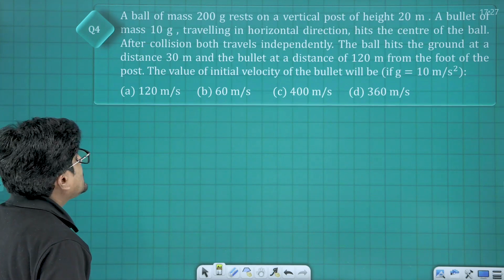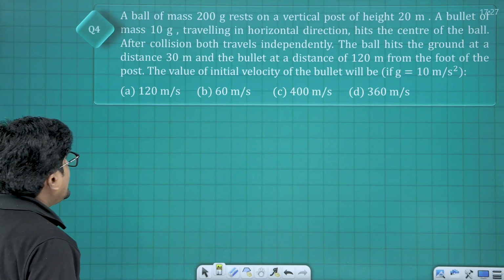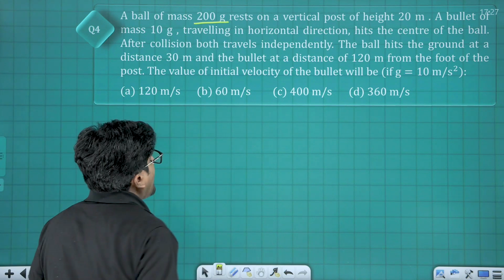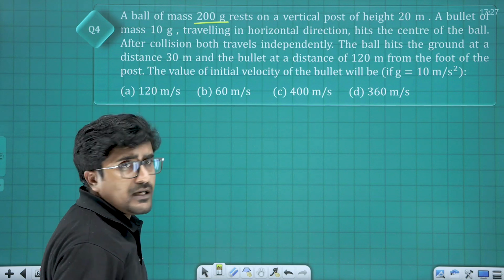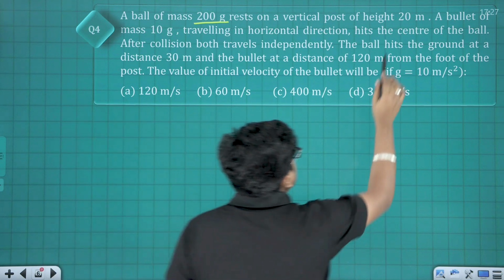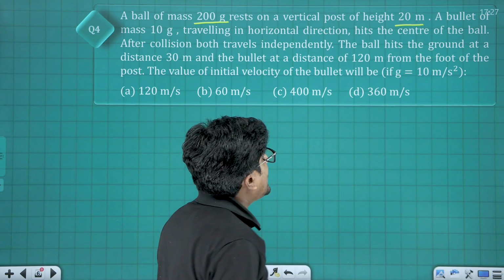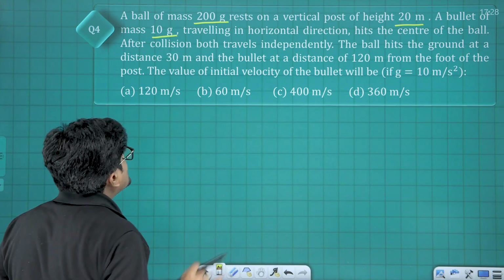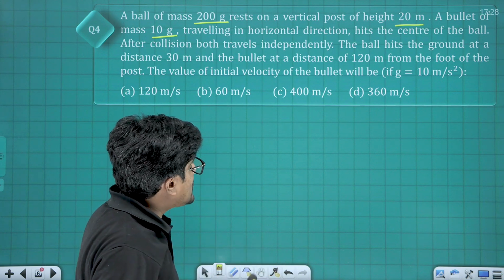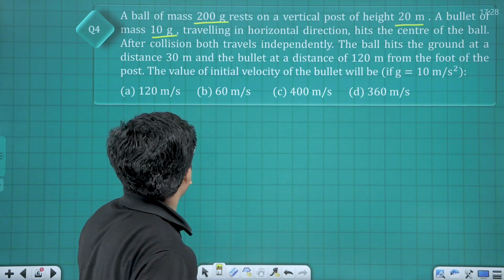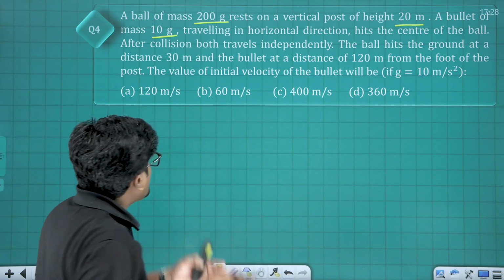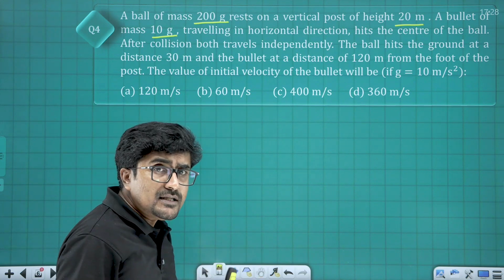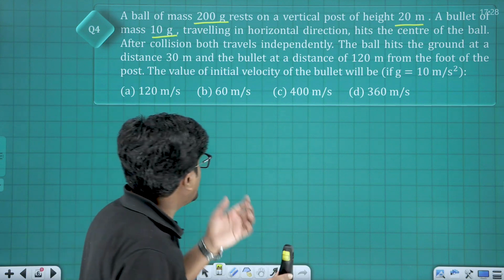Here comes the next question, that is question number 4. The question says a ball of mass 200 gram rests on a vertical post of height 20 meter. Okay. Now a bullet of mass 10 gram traveling in horizontal direction hits the center of the ball. After collision, both travel independently. Okay, both travel independently.